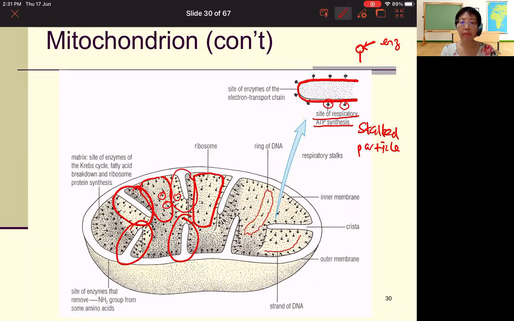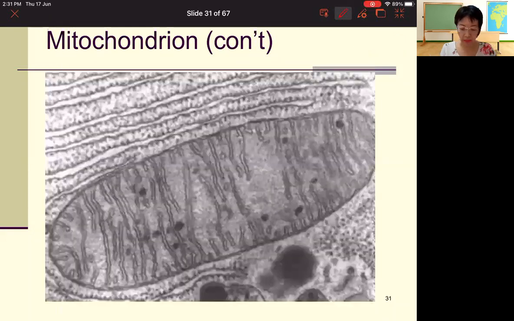Half correct, half wrong in A level is 0 mark. Okay? Your answer that's half correct, half wrong in A level is 0 mark. So you want to achieve total correct answers. Okay? So this is how a mitochondrion looks like in the cell.